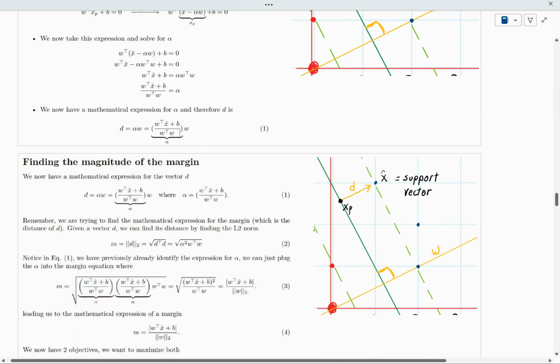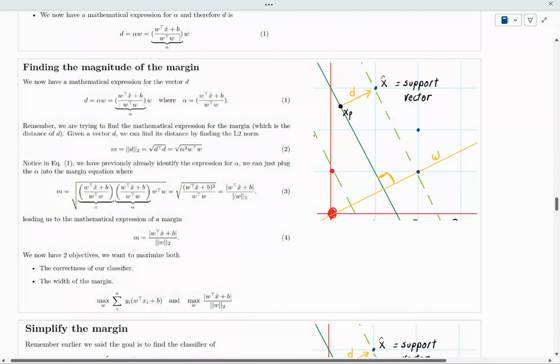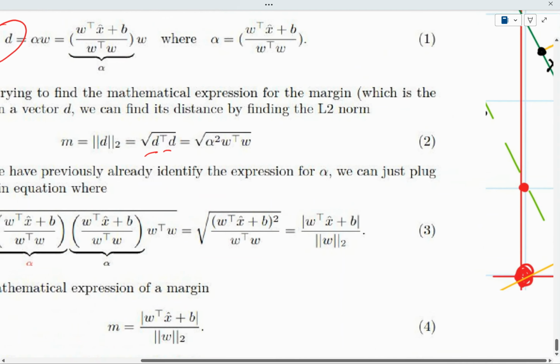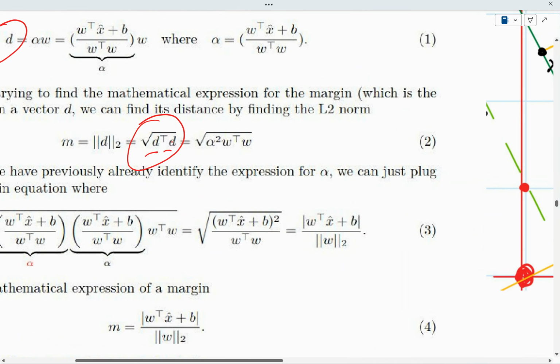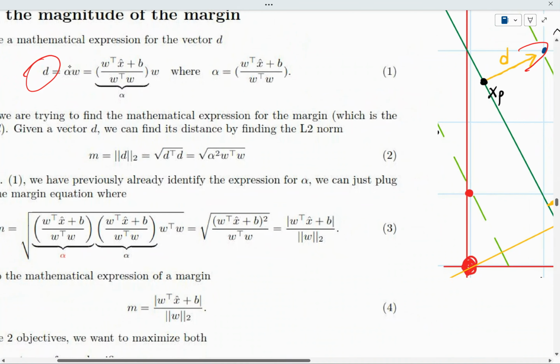Okay, finding the magnitude of the margin. So now that we know d, which is a vector, we don't want the vector. We want to know the distance, the actual length itself. So what we do is we take d and calculate the L2 norm. The L2 norm is the square root of d times d, and we plug d in, which was defined here.